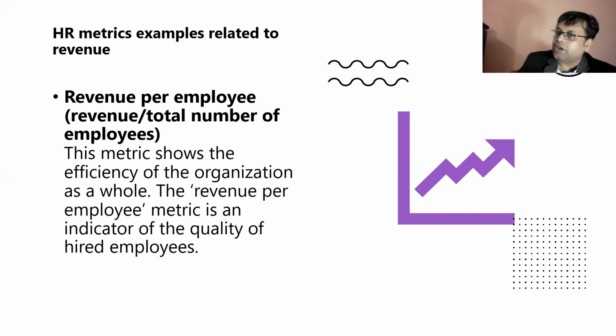So 10,000 is the total revenue, there are a total of 100 employees, so revenue per employee is 100 rupees. Here the objective is to increase the revenue per employee. This metric shows the efficiency of the organization as a whole, and it is an indicator of the quality of hiring. If revenue per employee is high, then definitely the organization's productivity is also high, and the hired candidates are also of good quality, because that is the reason the revenue per employee is high.